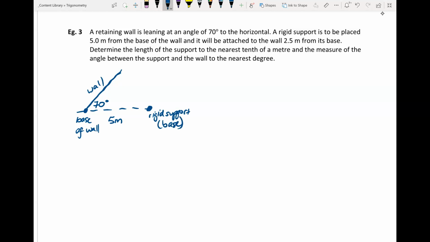Now it says the rigid support will be attached to the wall 2.5 meters from its base. When it's saying its base, it's referring to the base of the wall here. So that means your rigid support is attached to the wall at some point here. And the length will be 2.5 from that connecting area to the base of the wall. In other words, the length of your wall is 2.5 meters. Now we want to determine the length of the support, so that would be this side here.